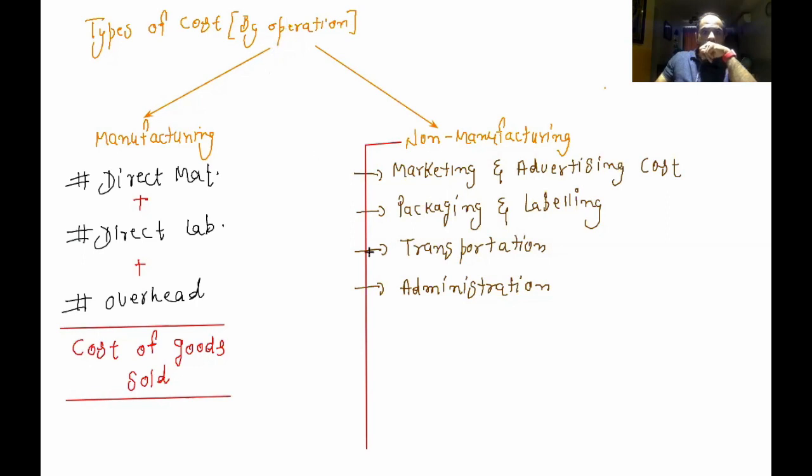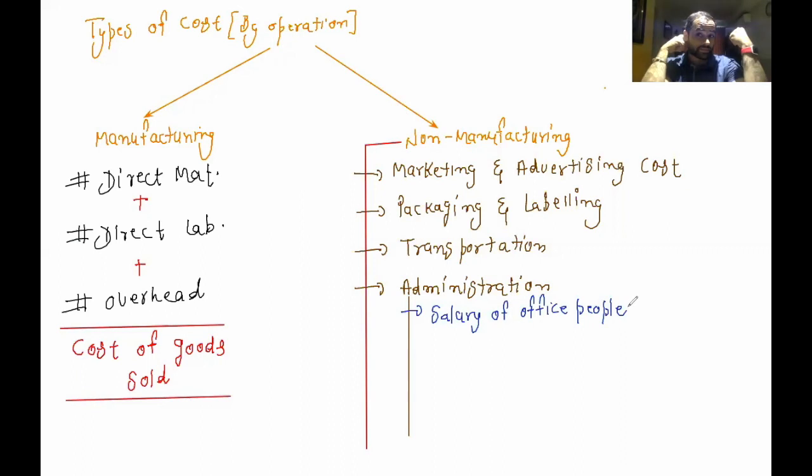So what is inside administration cost? Administration cost involves the salary of office people, office staff, whoever is working in the office. The salary of that person is the administration cost, maybe accounts department, marketing department, human resource department, IT department, sales department, finance department. The people who are working in all these departments, we have to pay salary to those people. So that salary is the administration cost.